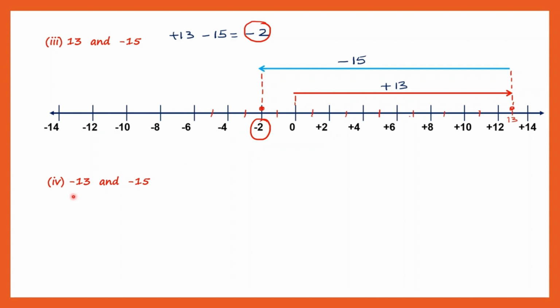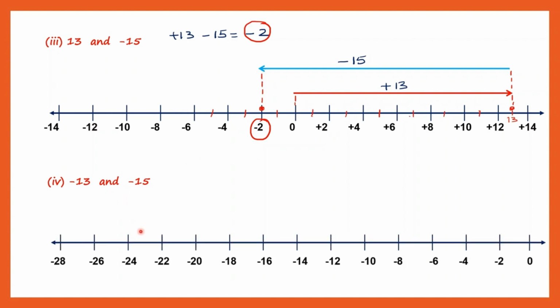This time we are doing minus 13 and minus 15. So we have a number line, we have the numbers. Now look out for the first integer, minus 13. We will find it between minus 12 and minus 14. So minus 13 will be here. So let's mark that and that's minus 13. So now we have minus 13 there.